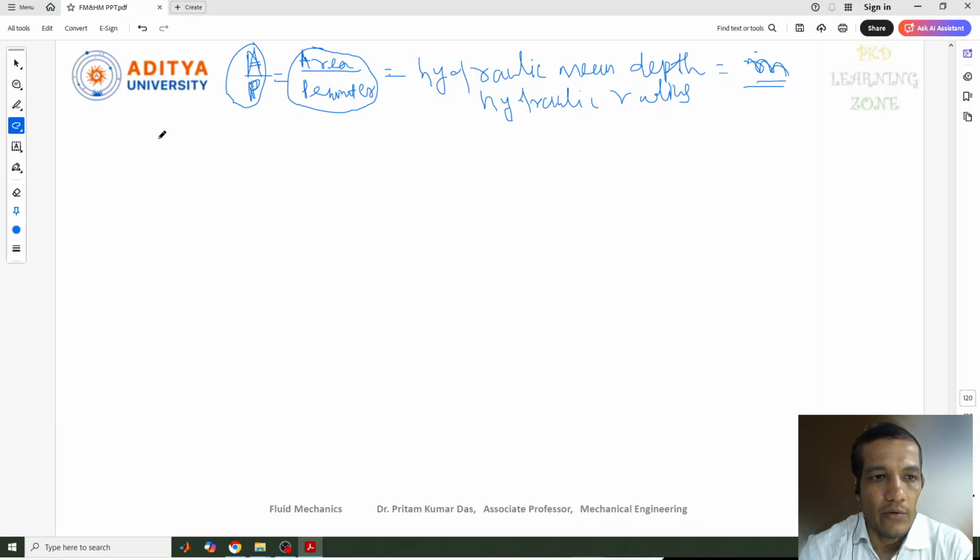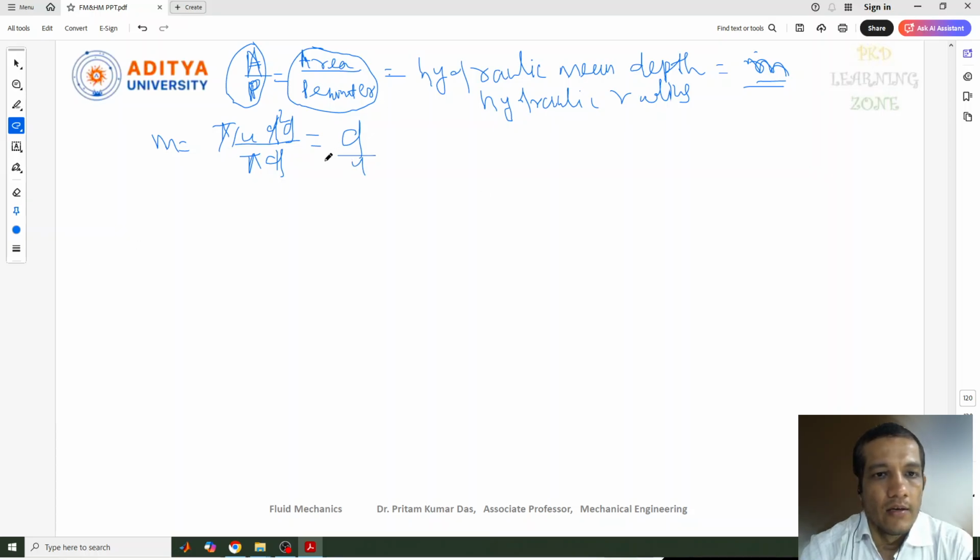Now we can write it here. The hydraulic mean depth m equals the area, which is pi by 4 d square, divided by the perimeter, which is pi d. So d will cancel, pi will cancel, and 4 will be in the denominator. So you can write this as d by 4.